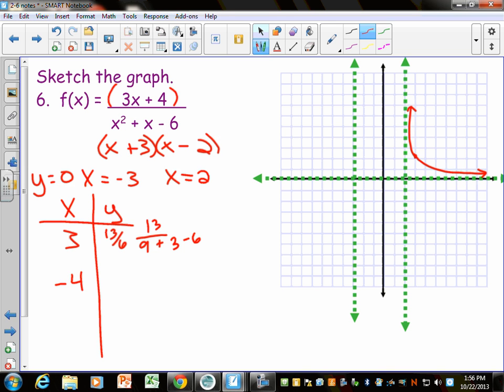That one's going to be -12 plus 4 over 16 minus 4 minus 6, which is 16 minus 10 is 6, so that's -4/3, I think. I can do that faster than typing that in my calculator. So that one is negative.